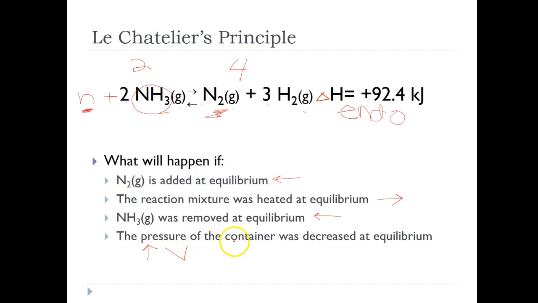So when we decrease the pressure, or increase the volume, what we're saying is we need it to take up more space. So it's going to shift to the side that has the most moles of gas. So left, right, left, right.